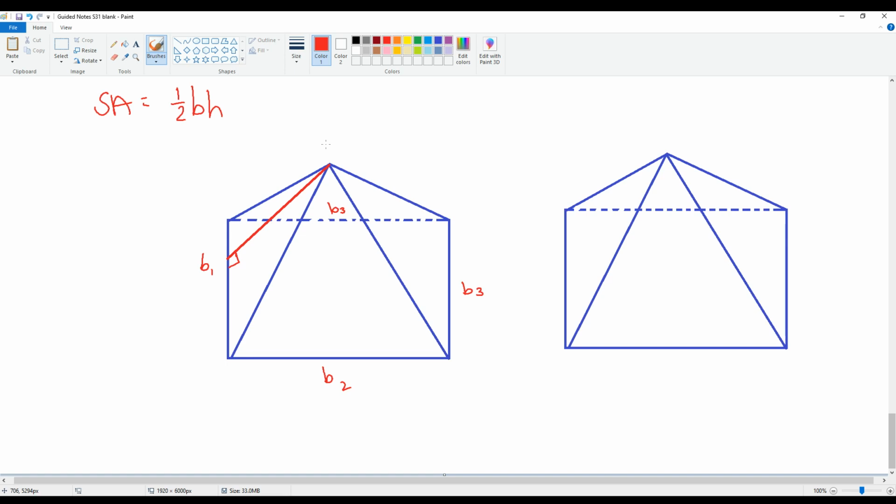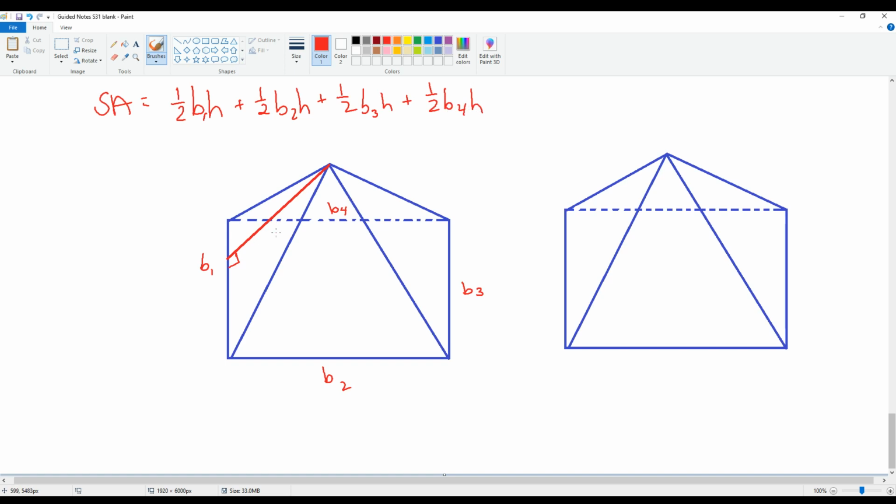But what is different is the base. So this will be base 4. So now I just need to add these up. This is 1/2 base 1 times h, and then I will add the rest of these. So 1/2 base 2 times h plus 1/2 base 3 times h plus 1/2 times base 4 times h. So those are the 4 triangles.